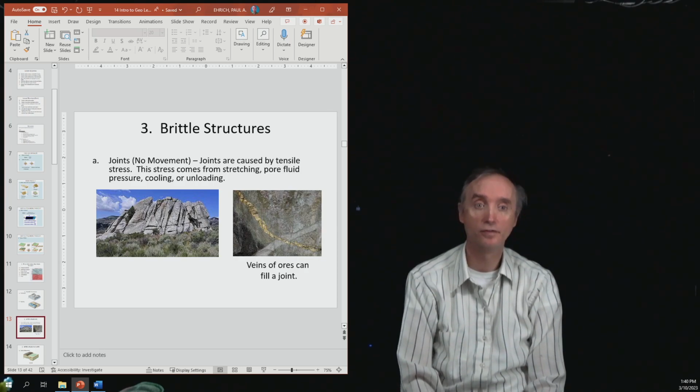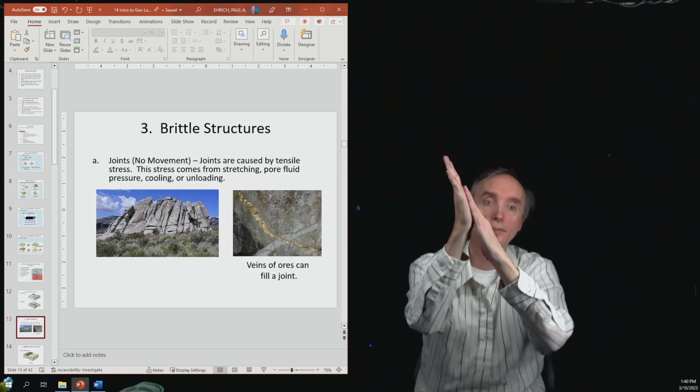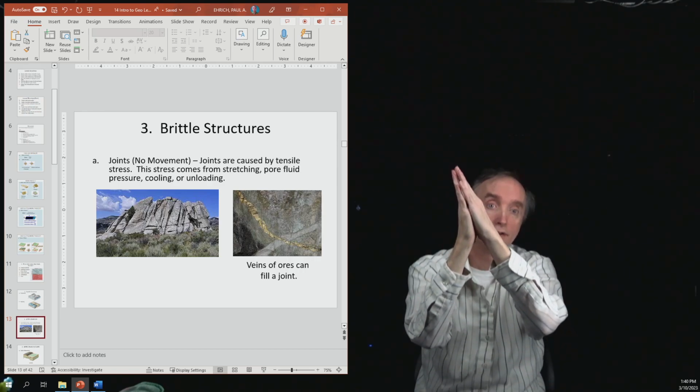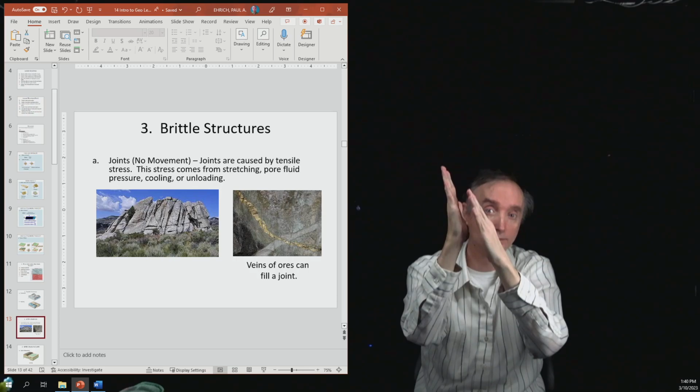So in the case of a fault, which we're going to talk about next, the rocks are going to slip relative to each other. So in the case of a joint, there is going to be a breakage between the rock layers, but there's not going to be any movement between them.